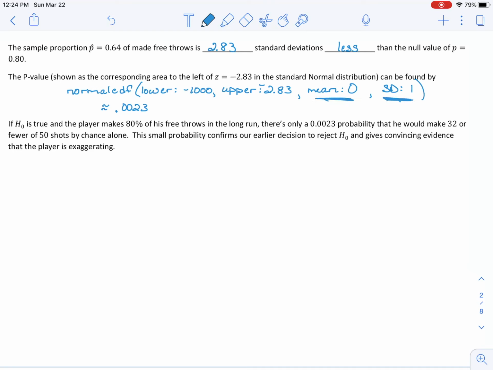Sorry, I screwed up at first. Since I've standardized it, I need to use my standard normal values, not the actual values for the sampling distribution of sample means.